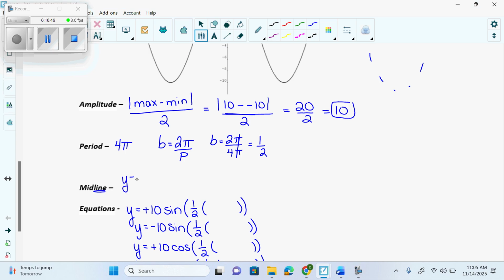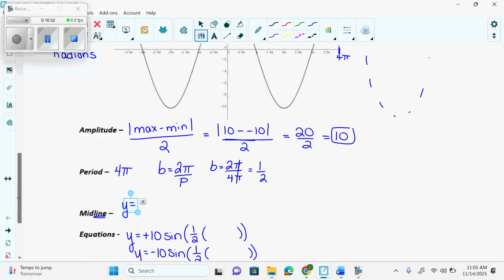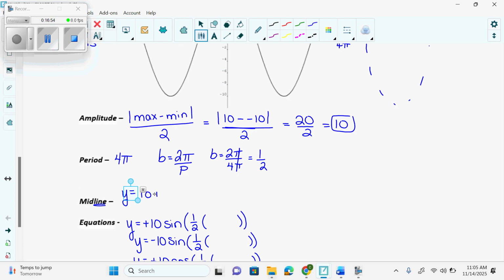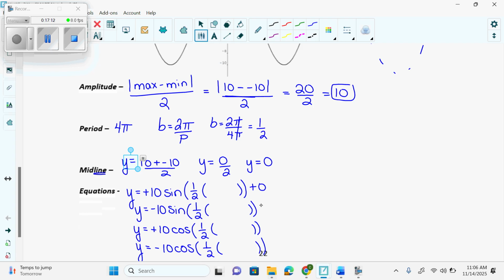So you have to go y equals, 10 plus negative 10 divided by 2. We're just finding the average score. Remember? So you add them up, divide by 2. We're trying to find that average. So y then would equal 0 divided by 2. So y equals 0. So that's our midline, which is our d value. So we're going to add 0 to the end of each equation.